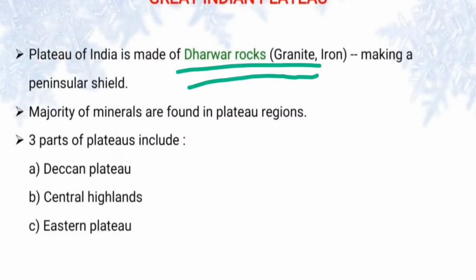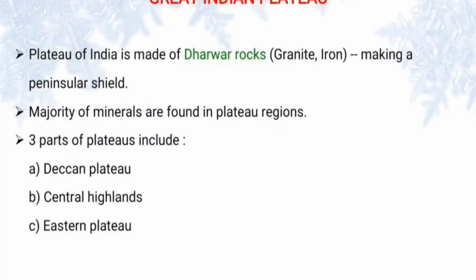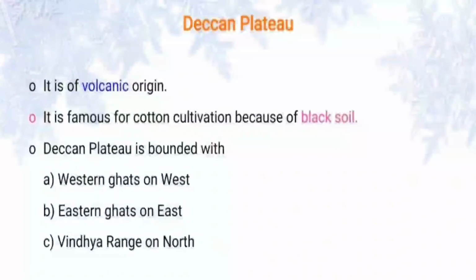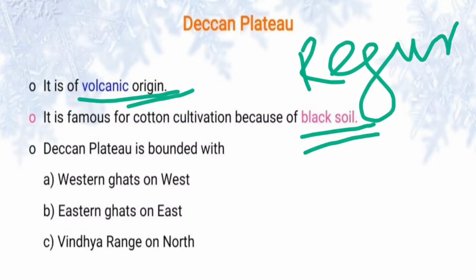Now, it is said that the majority of the minerals are found in the plateau region of India. And the 3 parts of the plateau include the Deccan Plateau, the Central Highlands, and the Eastern Plateau. Starting with the Deccan Plateau. It is the largest plateau of peninsular India. It is also of volcanic origin. And the Deccan Plateau is famous for cotton cultivation because of the black soil. Black soil is also known as the Regur soil.